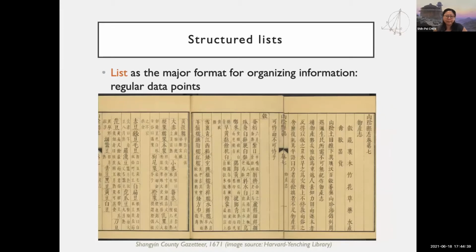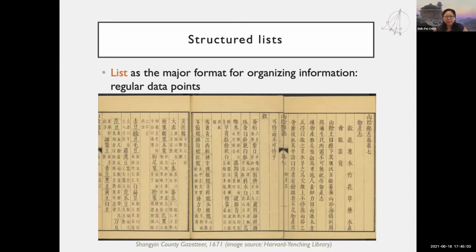And also, when it comes down to how exactly the data are organized, lists are actually the format for organizing information that is often seen in the gazetteer, when it comes to 物产 or when it comes to the local officials, for example.